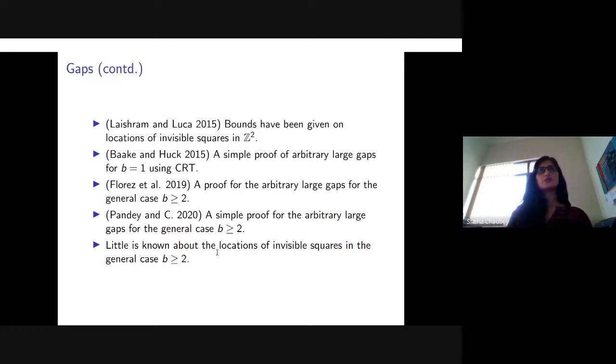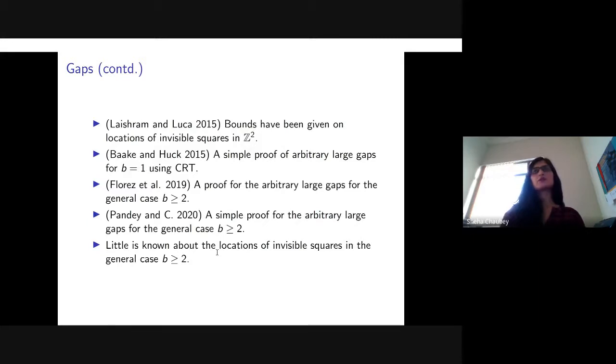Yes, some more results on gaps. So Leshram, Shanta is also here. Leshram and Luca in 2015 gave some bounds on the location of invisible squares in Z2. And Bach and Huck gave a simple proof of arbitrary large gaps for B equals 1 using the Chinese remainder theorem. And in 2019, Flores and his collaborators came up with a proof for the arbitrary large gaps for the general case B greater than or equal to 2.